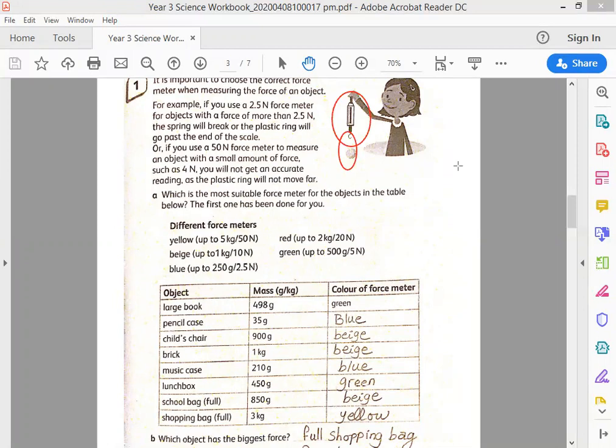But we said that it's very important to use the suitable force meter. I cannot use a small force meter for a large object, because it's going to apply a large force.